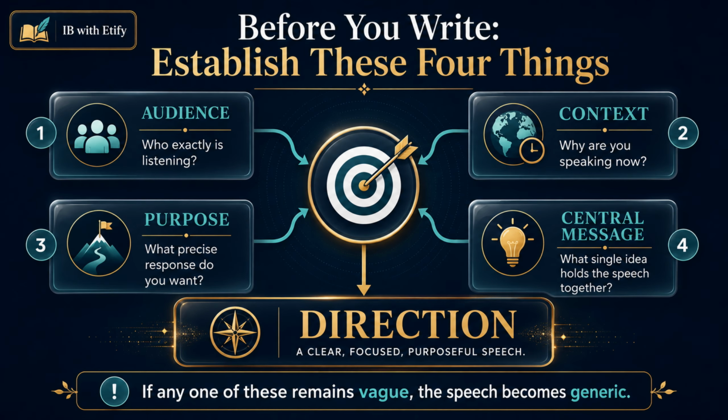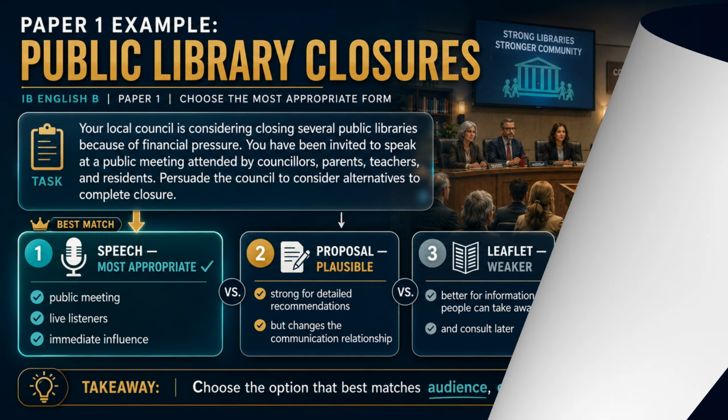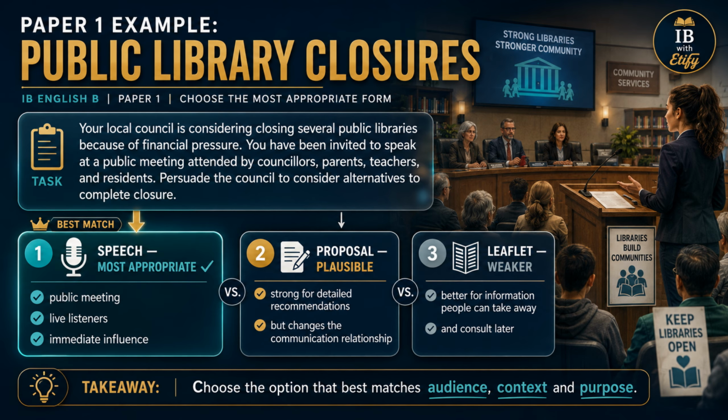Before you begin writing, establish 4 things clearly: audience, context, purpose, and central message. Imagine another Paper 1 style task. Your local council is considering closing several public libraries because of financial pressure. You've been invited to speak at a public meeting attended by counselors, parents, teachers, and residents. You want to persuade the council to consider alternatives to complete closure. Your 3 options are speech, proposal, or leaflet.